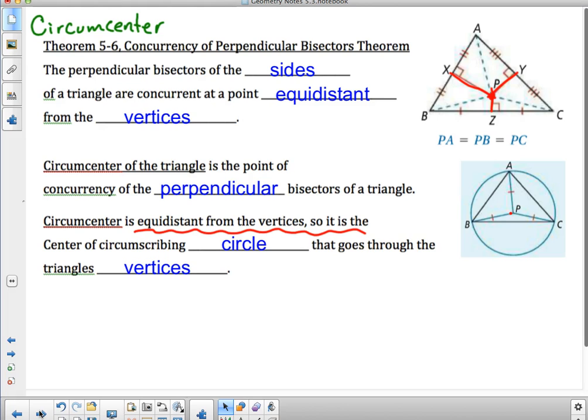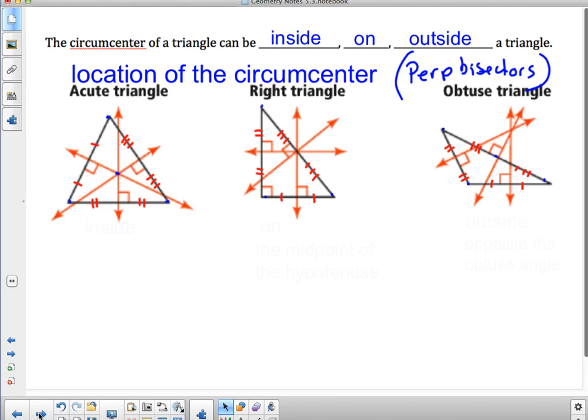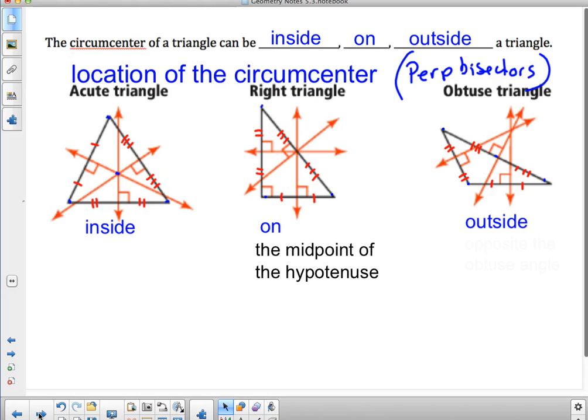Okay. Now, there are three types of triangles we've worked with: acute, right, and obtuse. I have shown you the general location of the circumcenter in an obtuse triangle, a right triangle, and an acute triangle. Inside the acute triangle, it's someplace inside the main part of the triangle. Okay, in a right triangle, it is on the triangle. Specifically, it's always on the midpoint of the hypotenuse of the triangle.